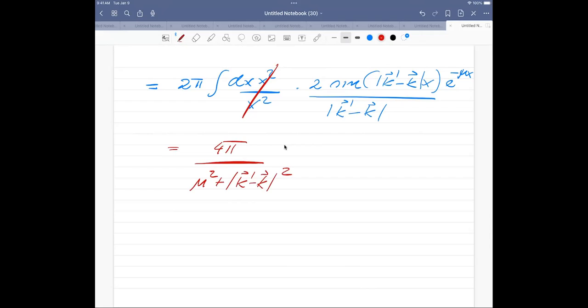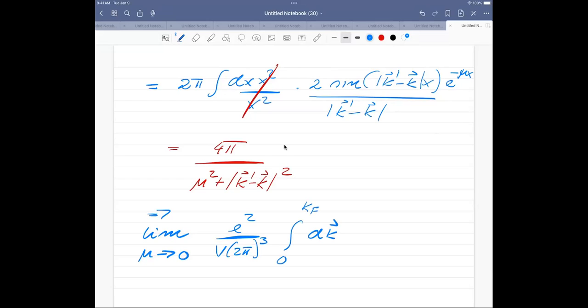So what I need to do next is to take the limit when mu goes to 0. In the limit mu goes to 0 of this integral, I'm putting everything back now. I have V over 2 pi cubed. And then I have to multiply this with the result which I have, because now I have an integral where this one goes up to the Fermi level, kf. And then I have a dk prime.